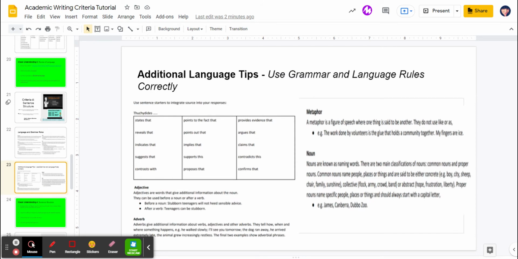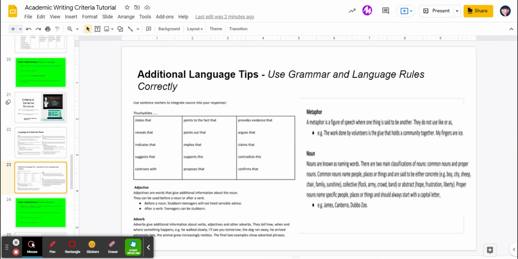Sentence starters are also quite a useful device to use in composing different sentences. For example, using a source of evidence, such as an expert in a field or a publication, such as Britannica, Encyclopedia Britannica, can demonstrate and signal to the reader or the marker that you can use evidence to justify a particular argument effectively.